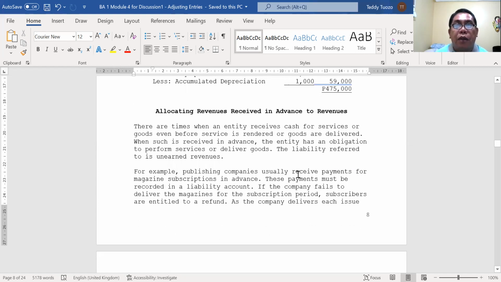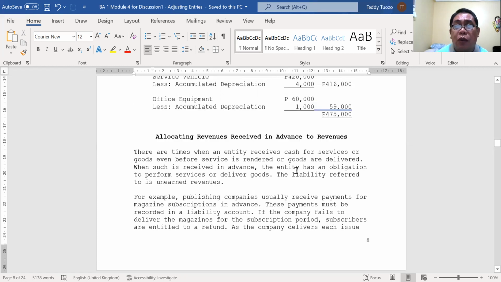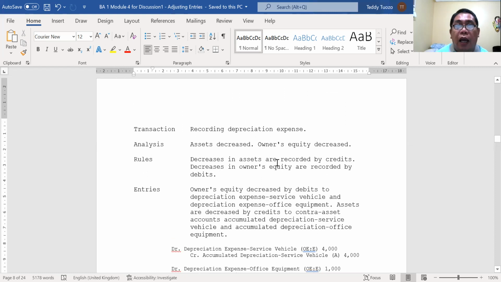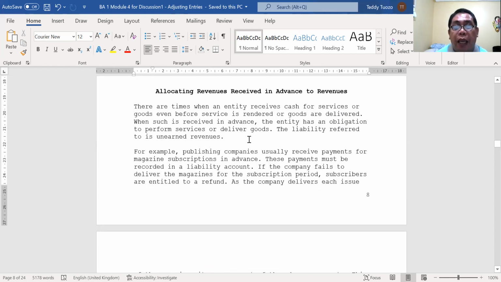Okay, allocating revenues received in advance. So now we will be taking up deferrals. Actually, we are already discussing deferrals, but the first part was about an asset that is eventually recognized as an expense. And here would be a liability initially recognized as a liability, and we are now going to record it as an income account.